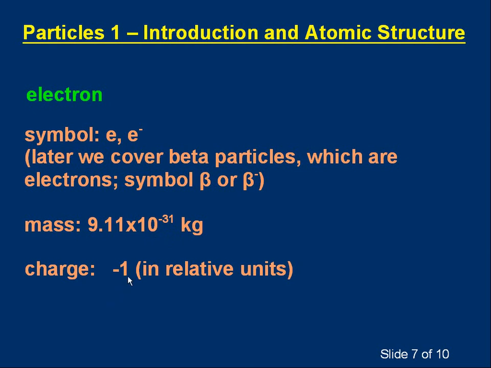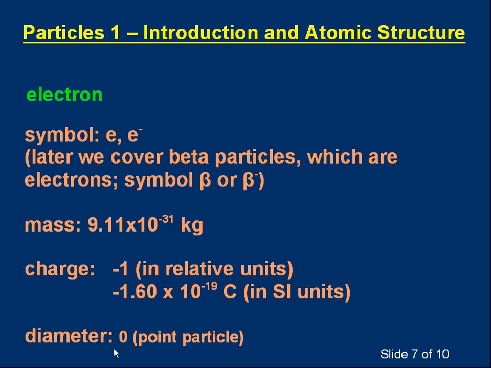The charge on the electron in relative units is -1. So it's got the same magnitude charge as a proton, but it's negative. So it's -1 relative units, and in SI units that's minus 1.60 times 10 to the minus 19 coulombs. Same as a proton, but negative. You won't like this, but the diameter of an electron is regarded as being 0. It's regarded as being a point particle. And that's beyond what we can talk about here. You can always read about it if you're interested.